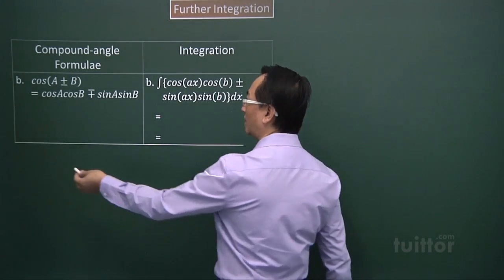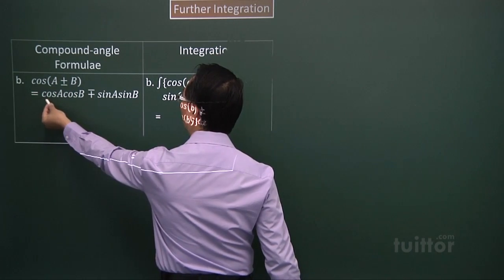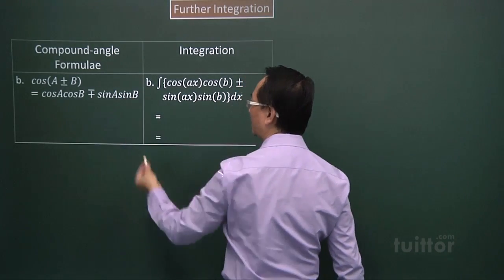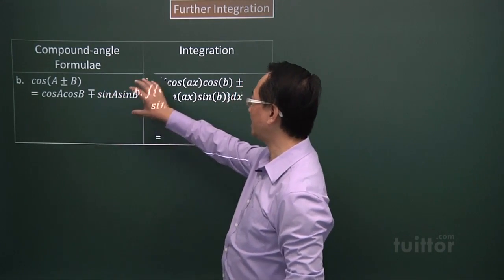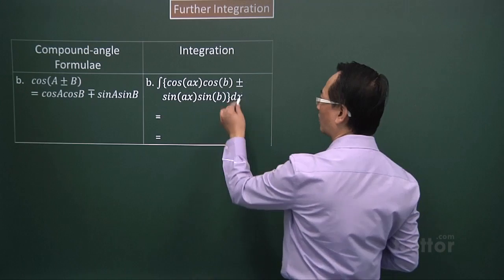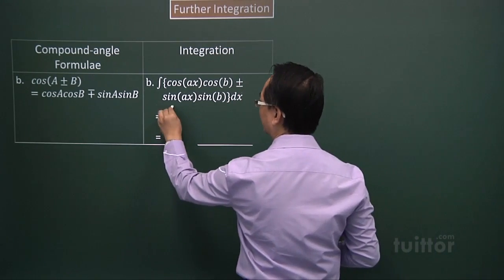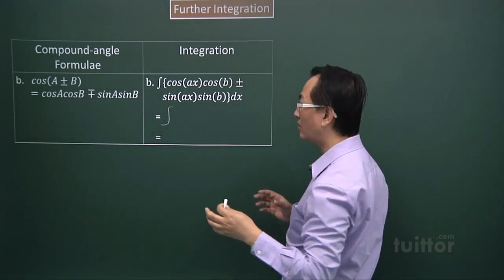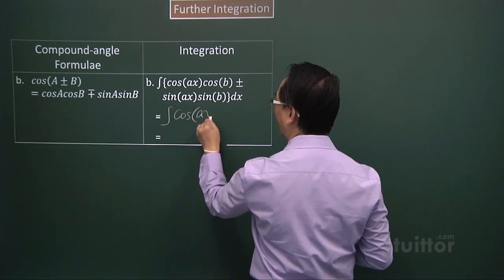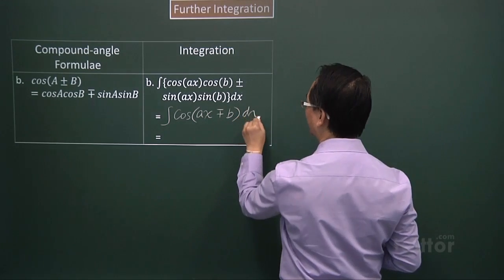Next, compound angle formula, cos bracket A plus minus B, I should have cos A cos B minus plus sine A sine B. Now, if this expression is the one that I have to integrate, then watch out for the sign here. Now it's switched to plus minus. Then the expression that I can compress to would be cos bracket AX minus plus B with respect to X.